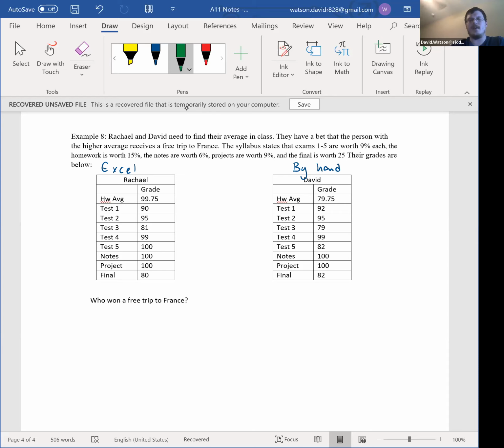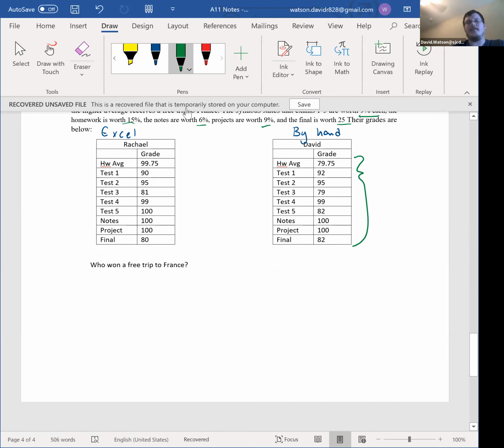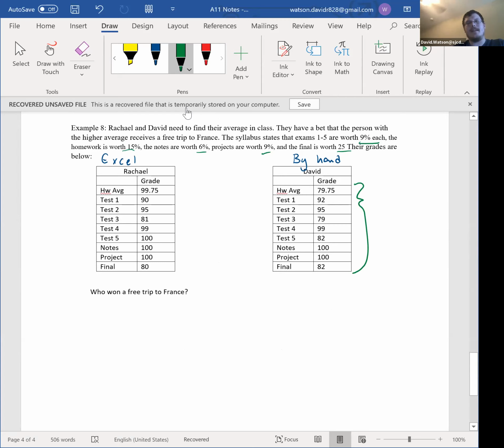And their grades are below. All right, so Rachel's going to do hers on Excel in just a minute. But first off, I'm going to do mine. All right. So a weighted mean just means that instead of averaging all of these numbers, they are worth certain percentages. All right. So make sure to pay attention to this part because this part is going to be how you can tell what your average is at the end of this course. This is how we do it.